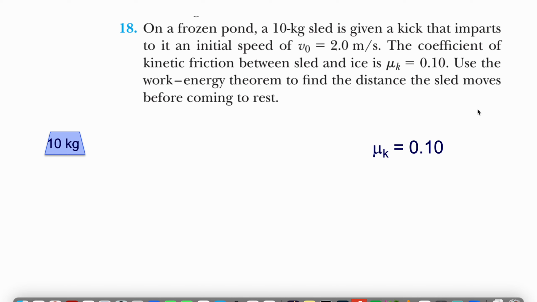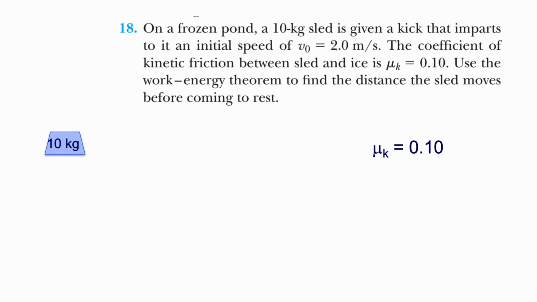So in this problem, we have a sled given a kick with an initial speed of 2 meters per second. The coefficient of kinetic friction is 0.1. Use the work energy theorem to find the distance the sled moves before coming to rest. If you take a look at this problem real quick, you can quickly draw the forces on it. I'm going to assume that it's moving this way initially at 2 meters per second.